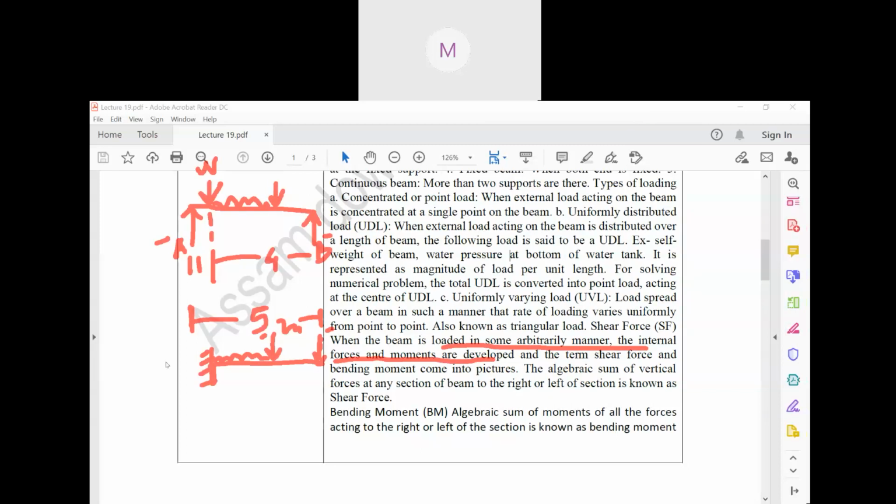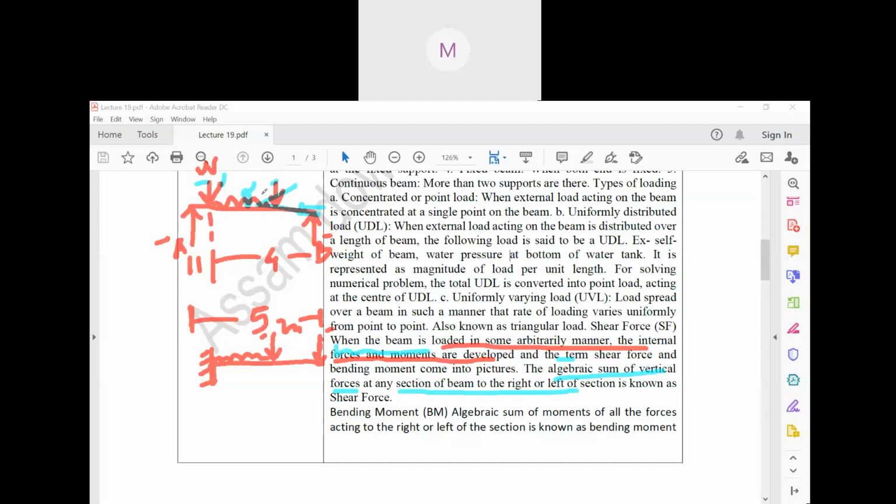So suppose this is the beam, and this beam is loaded. This is the load, and this is the load. Some internal forces or moments are developed, and the term shear force is known as the algebraic sum of all the vertical forces. This force is acting, this force is acting, this UDL is acting. So you add all these forces which are acting left or right of the section. Just remember this part.